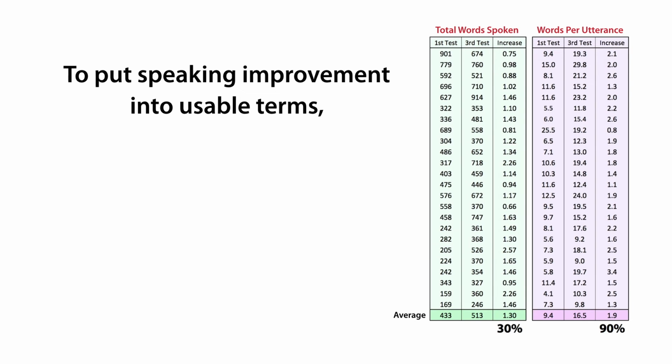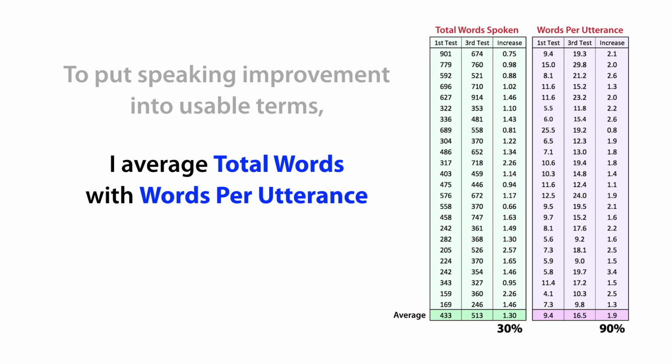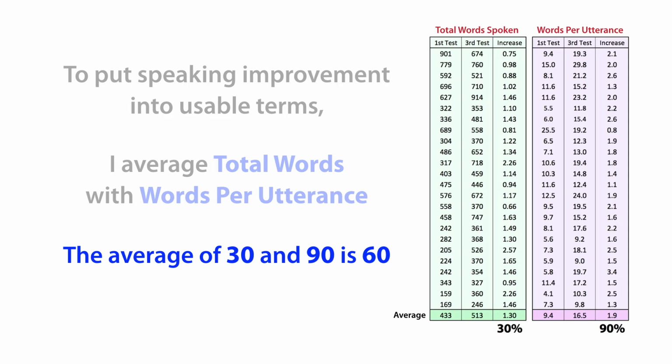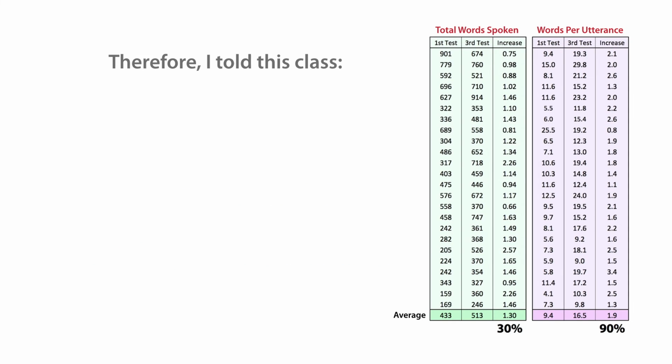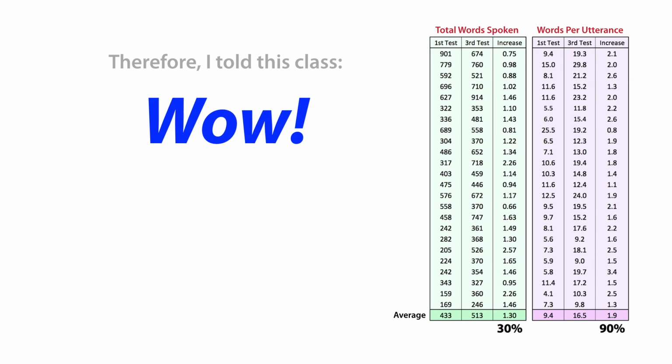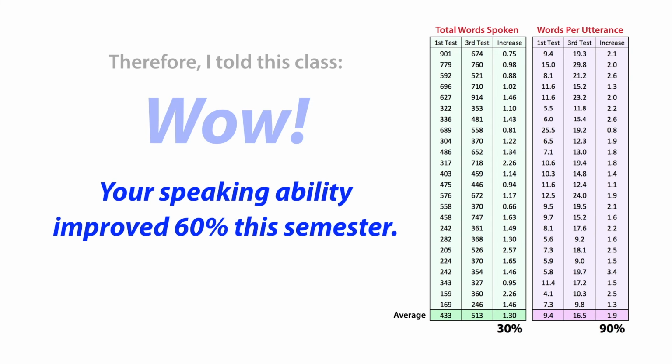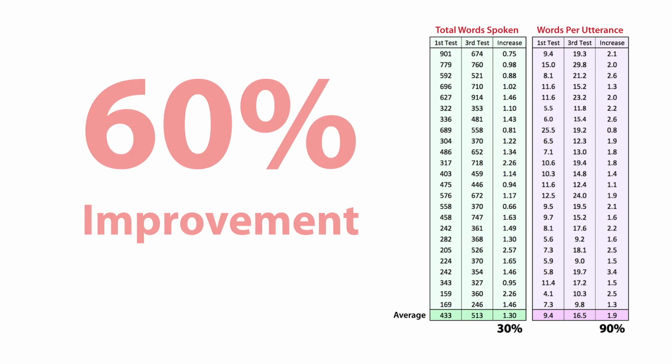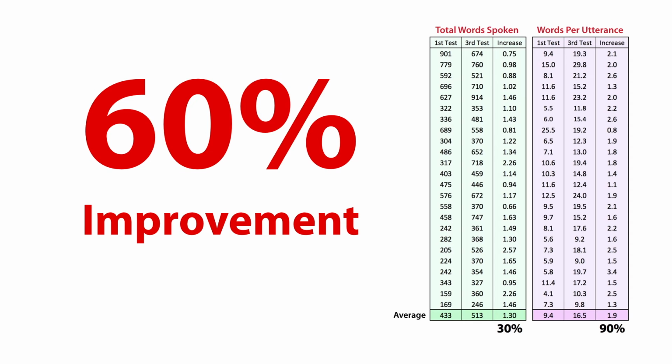To put speaking improvement into usable terms, I average total words with words per utterance. The average of 30 and 90 is 60. Therefore, I told this class, wow, your speaking ability improved 60% this semester. 60% improvement. And we can prove it.